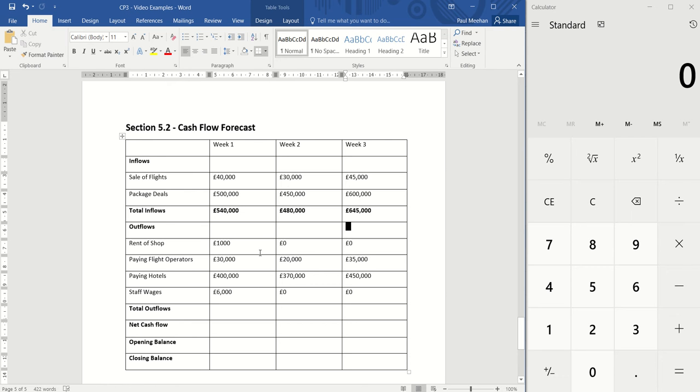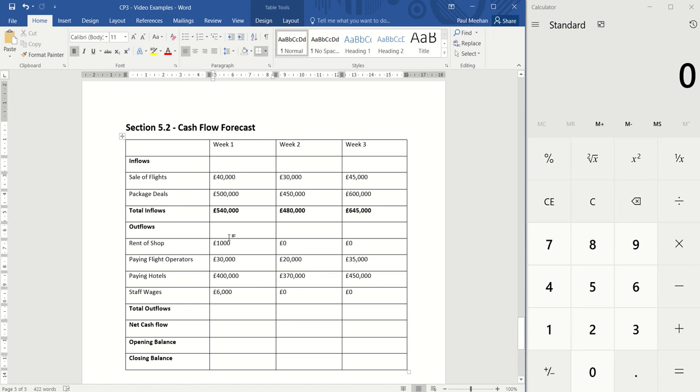Okay, then we're going to do this thing called total outflows. Now, outflows are all the money you're spending, all the money flowing out of the business for whatever reason it needs to. We have £1,000 for the first week for the rent of the shop, beginning of the month. Paying flight operators £30,000, and paying for hotels £400,000. Notice they're slightly less than the inflows there. That's because there is a bit of profit being made.